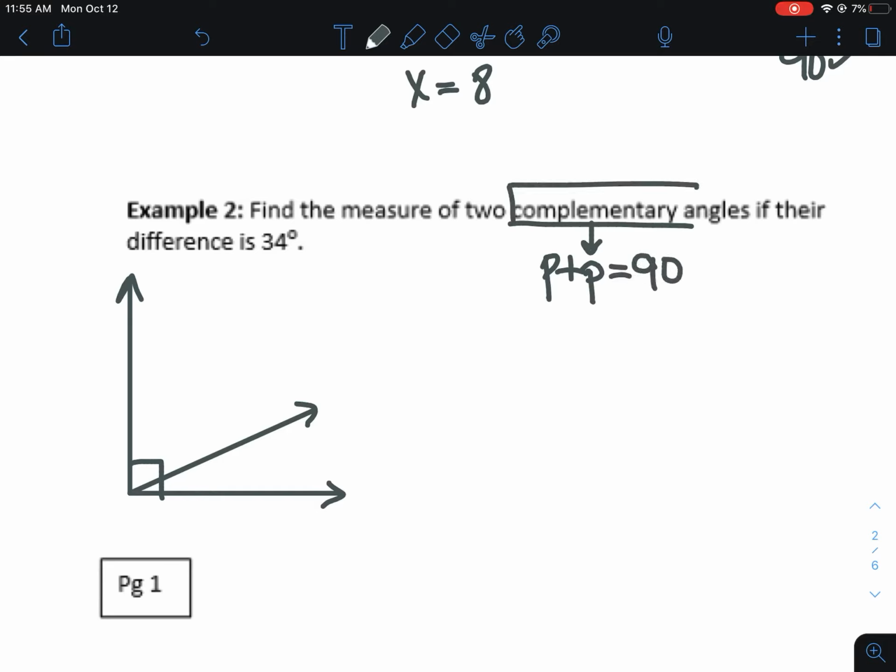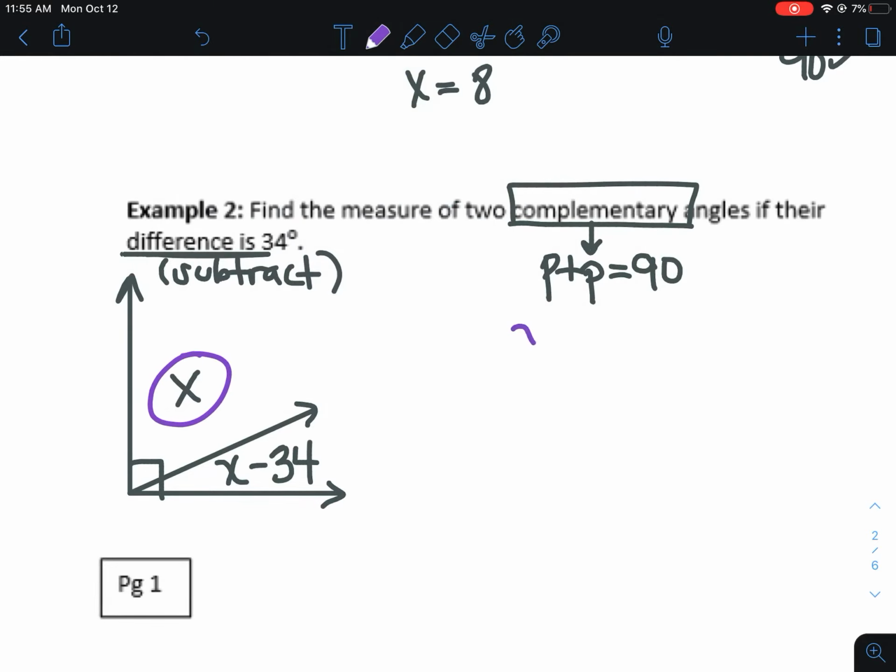That's what complementary means. All right, and it says their difference is 34, which means we're going to have to subtract. So if we call this angle x, because it doesn't tell us what the angles are equal to, so just put an x there. And then it says the other one is going to be 34 less than x. We have to subtract. So we get x minus 34. All right, so now we again see that this is a part plus part equals 90. So the first part here is x. The second part here is x minus 34.